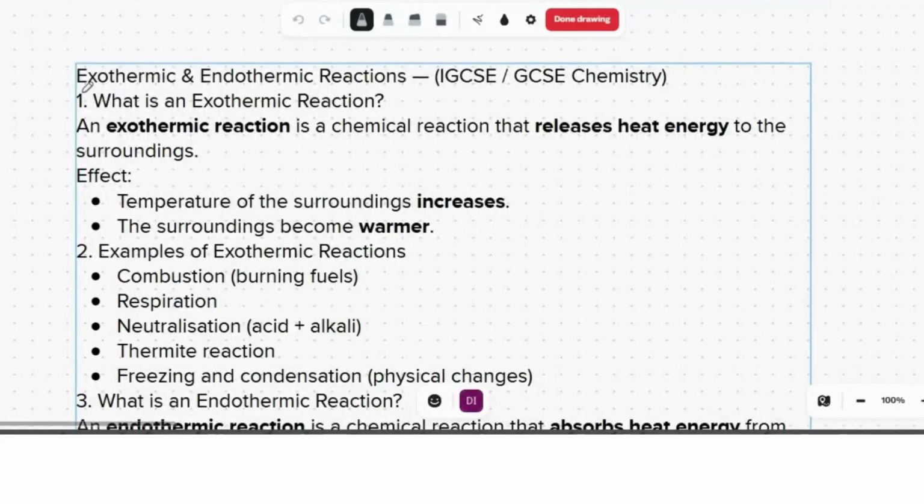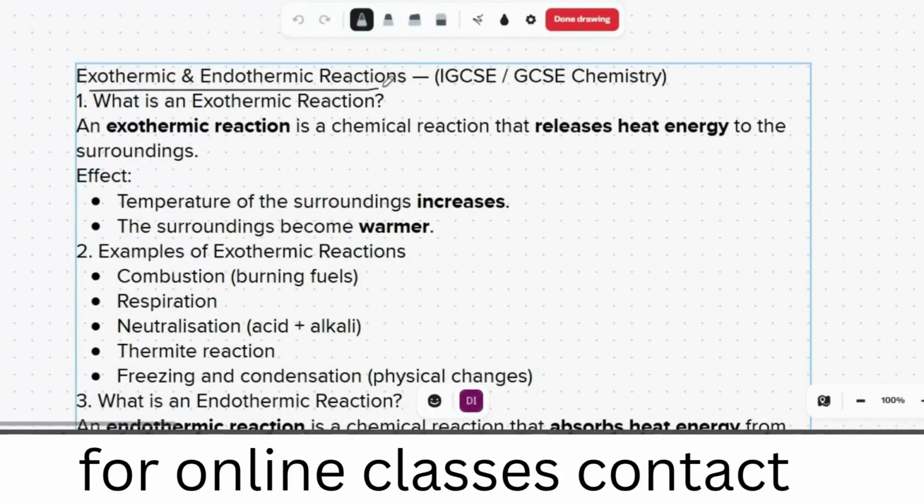Today we are going to talk about exothermic and endothermic reactions. What is an exothermic reaction? An exothermic reaction is a reaction that releases heat energy to the surroundings. How can you feel it? The temperature of the surroundings increases, and the surroundings become warmer.